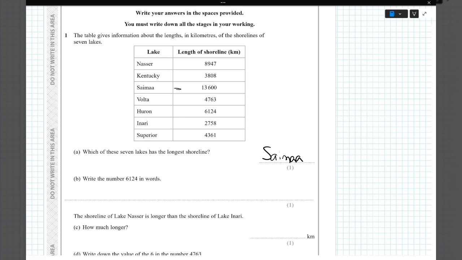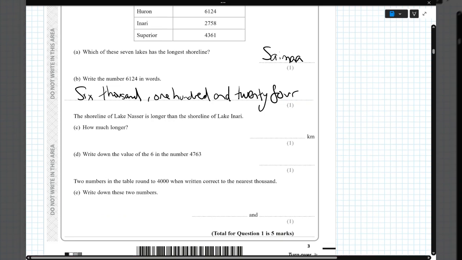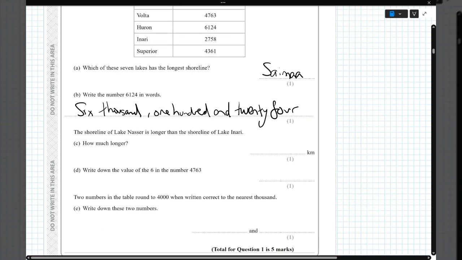Write down the number. So 6,124. And they'll allow you to misspell it just a little bit, just as long as you're not spelling it with a 4 or a 6, then we're okay.